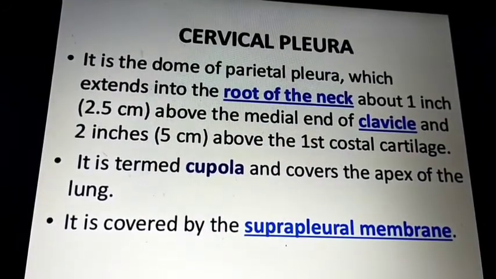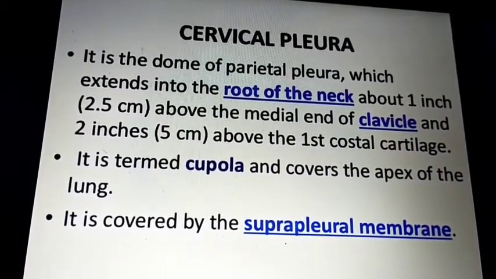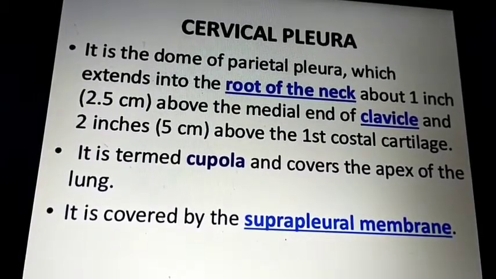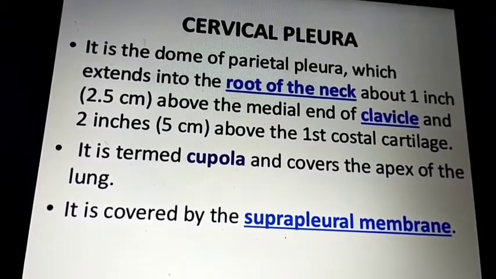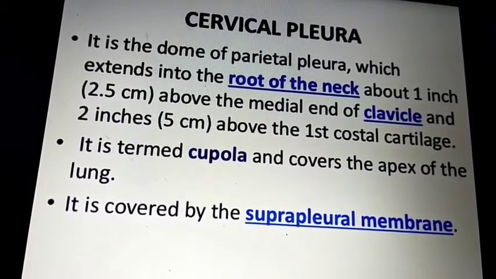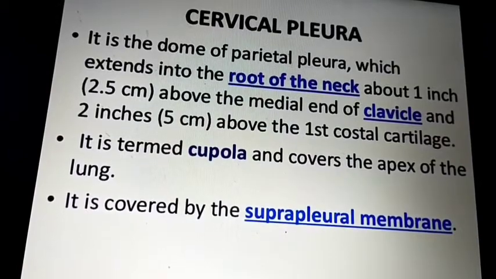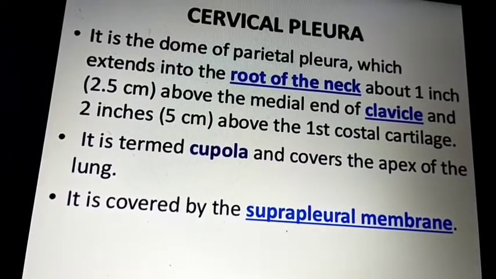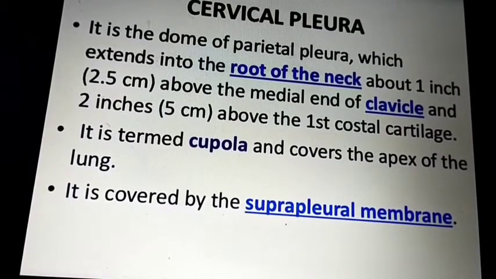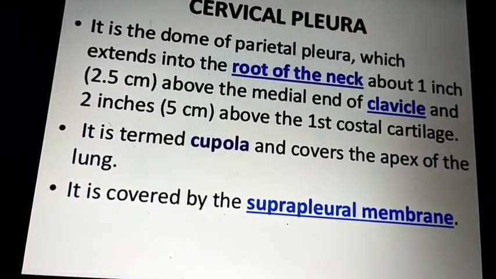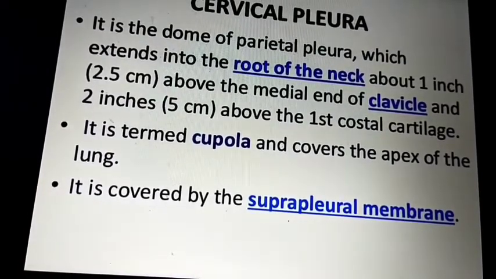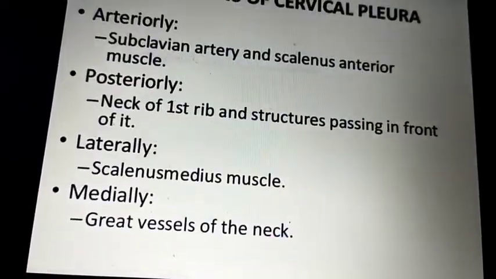It is the dome of parietal pleura which extends into the root of the neck, 1 inch or 2.5 cm above the medial end of the clavicle, and 2 inches above the first costal cartilage. It is termed the cupula and it covers the apex of the lung. It is covered by the suprapleural membrane.